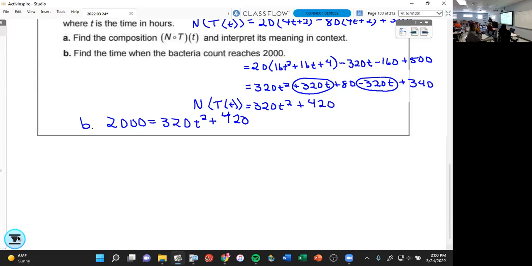Okay. What would be the best method to solve this? Is there a T term? There is no T term, is there? There's only a T squared. So because there's a T squared, the best way to solve this would be the square root method. Okay. So let's get T squared by itself. Step number 1, subtract 420 from both sides.